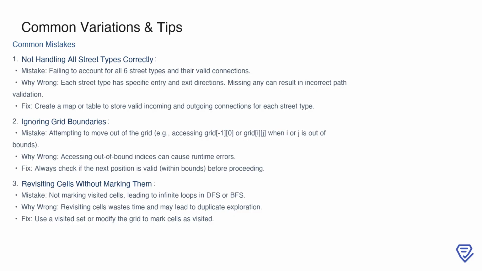Another common mistake is ignoring the grid boundaries. For example, attempting to move outside the grid, like accessing grid[-1][0], or grid[i][j] when i or j is out of bounds, can cause runtime errors. To avoid this, always check that the next position is within the grid's limits before proceeding.